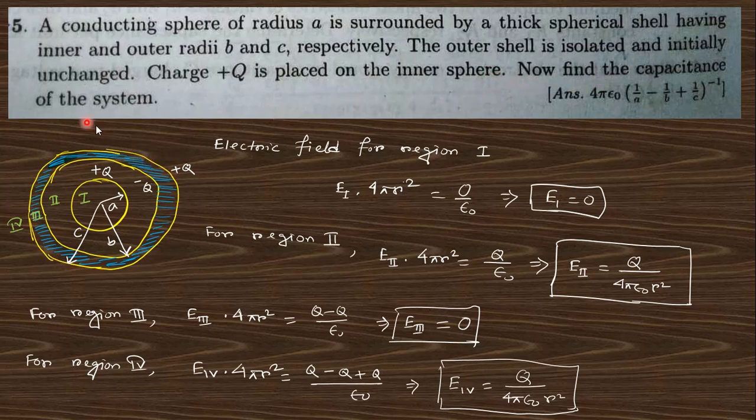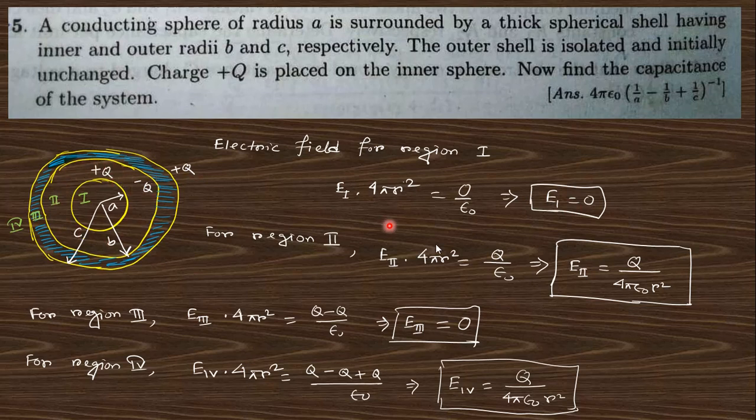Now find out the capacitance of this system. You need to find out the capacitance of this system. So here you can see there are 4 regions: less than a, from a to b, b to c, and greater than c. So we need to find out the electric field in these 4 regions. For the inner region, r less than a, the enclosed charge is 0. Using Gauss theorem, you can find the electric field in region 1 is 0.